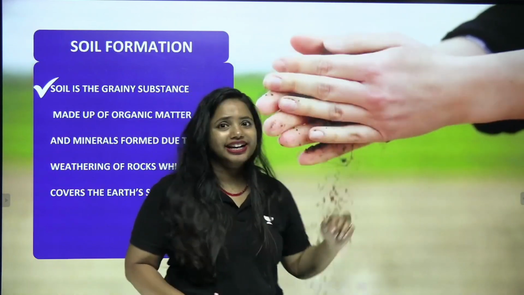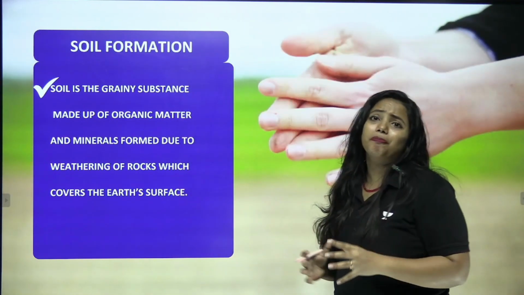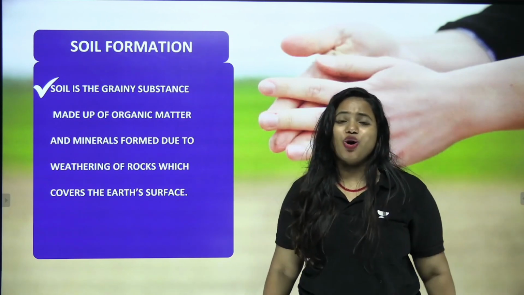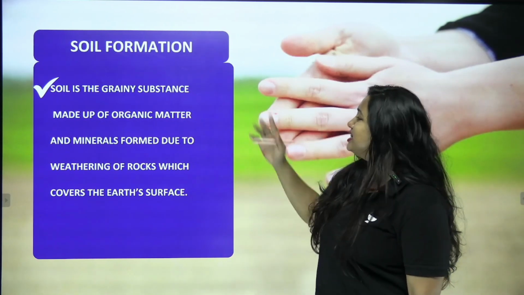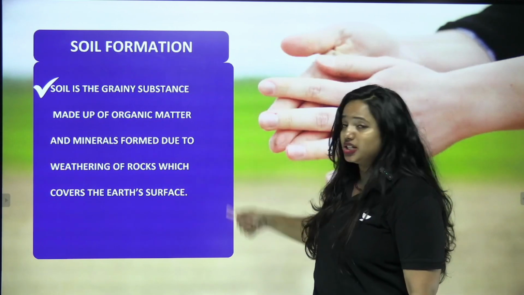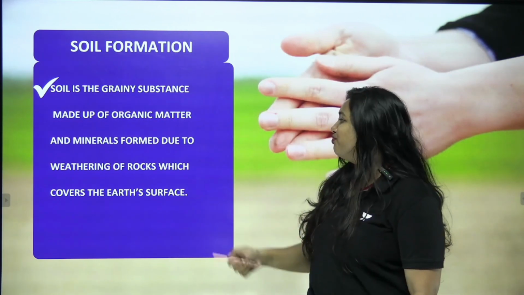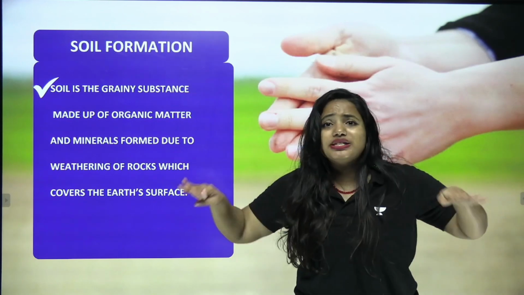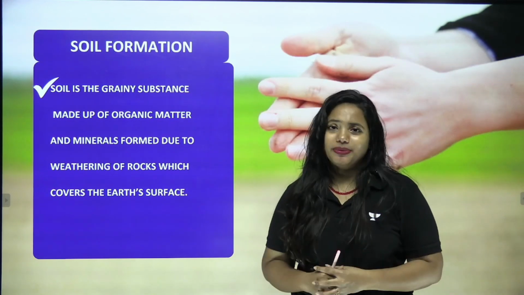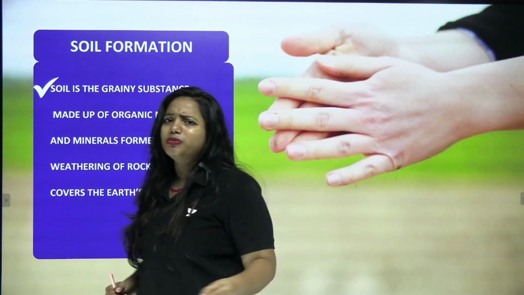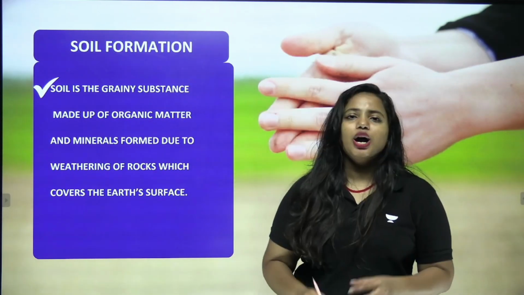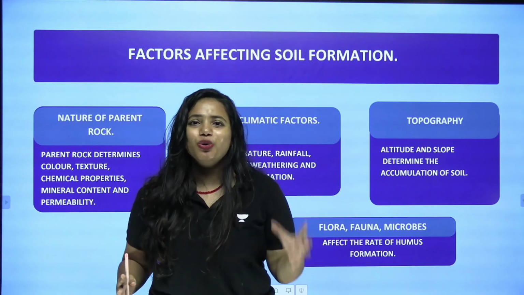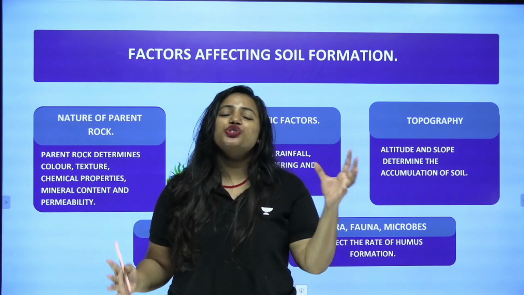Soil, right? Yes. So soil is very, very important in our life. Why? Because that's where we all stand on. Soil is a grainy substance made up of organic matter and minerals formed due to the weathering of rocks which covers the earth's surface. So earth's surface is completely covered with soil. But how are these soils formed? Due to the weathering of rocks. What is meant by this weathering? It's a breakdown of rocks. As I told you, weathering of rocks leads to soil formation.